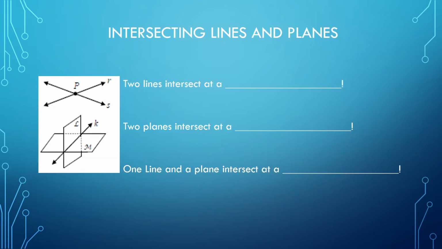Intersecting lines and planes. 2 lines intersect at a point. 2 planes intersect at a line. A plane and a line will intersect at a point. Many students do get confused and they say that 2 planes intersect at a point too. So please remember that 2 planes intersect at a line and 2 lines intersect at a point, and a plane and a line will intersect at a point as well.